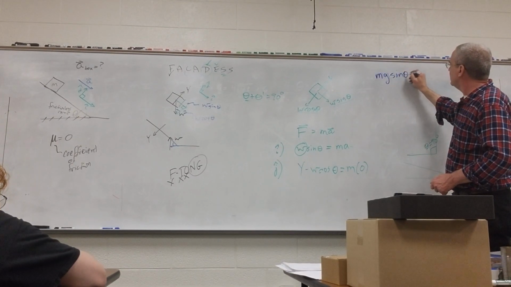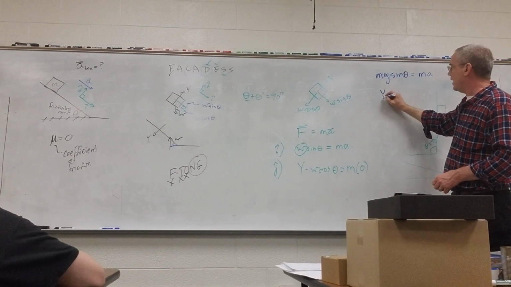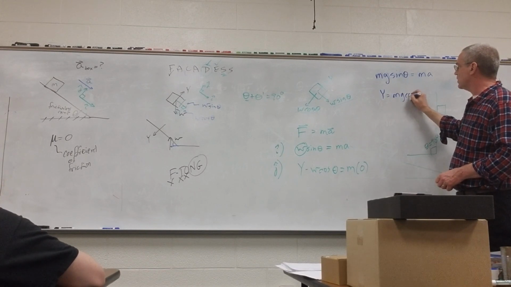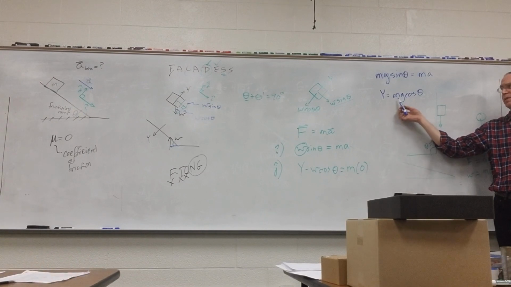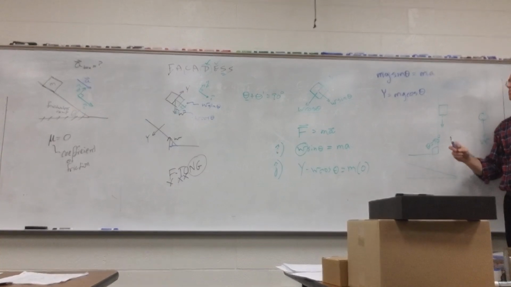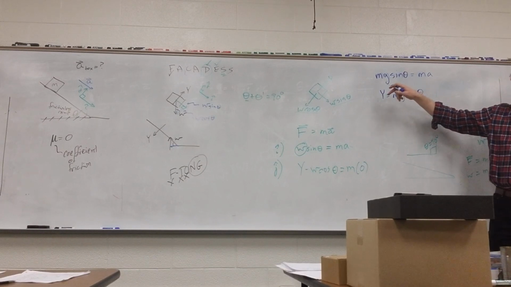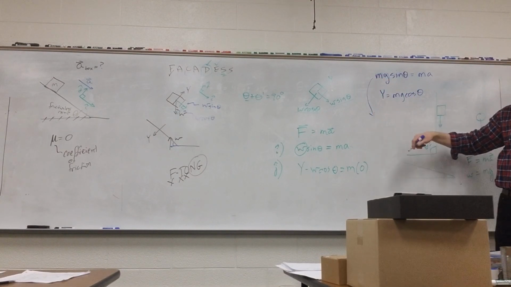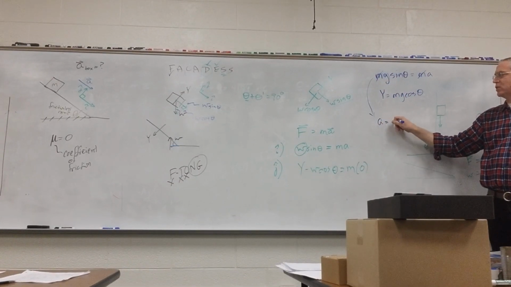Mg sine theta is equal to mass times acceleration, and y is equal to mg cosine theta. So in the lab, when I talk about the theoretical normal force, it's going to be mg cosine theta. From this equation right here, we can simplify it, mass cancels out, and our formula for acceleration is just g sine theta.